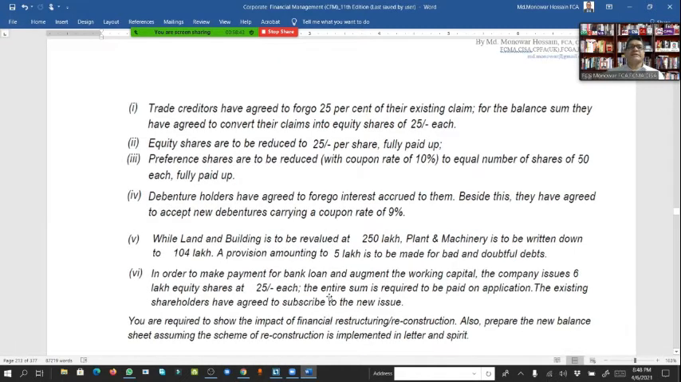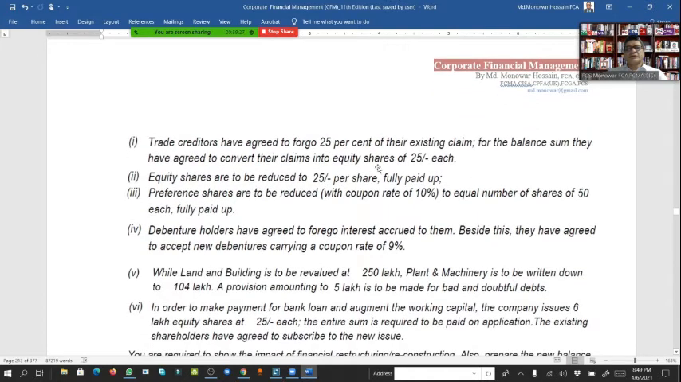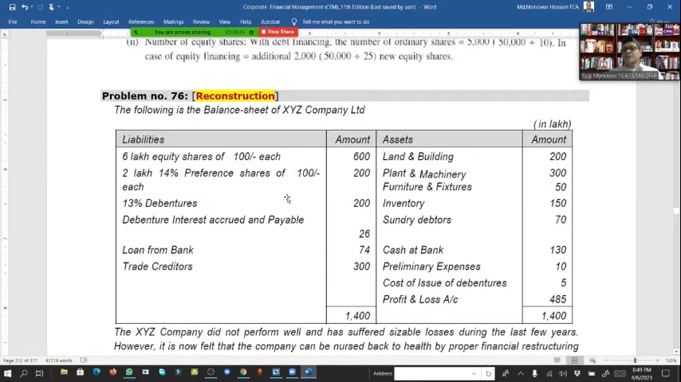This is the condition. Trade creditors have agreed to forego 25% of their existing claim. So creditors only need 75% of their claim. They forego 25%, so it is a positive thing. For the balance sum, they have agreed to convert their claim into equity shares of Taka 25 each. Look here, now they are going to be equity shareholders, not creditors, and forgo 25%. So our equity share is 100 Taka each. So here it says equity share of 25 Taka each. Look here. So equity shares are to be reduced 25% per share, fully paid up. So here equity share is 100 Taka. Now it converts into 25 Taka.